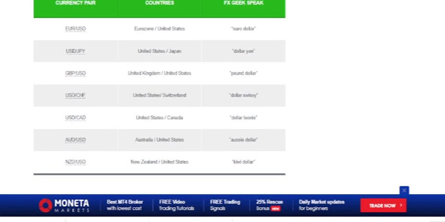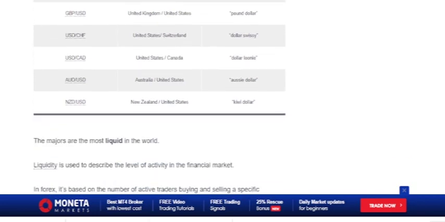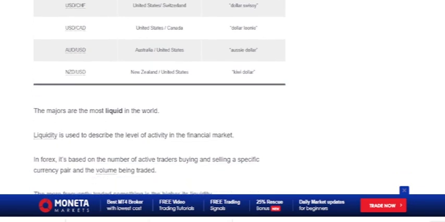Currency pair, countries, FX geek speak. EUR-USD: Eurozone, United States, Eurodollar. USD-JPY: United States, Japan, Dollar Yen. GBP-USD: United Kingdom, United States, Pound Dollar. USD-CHF: United States, Switzerland, Dollar Swissy. USD-CAD: United States, Canada, Dollar Loonie. AUD-USD: Australia, United States, Aussie Dollar. The majors are the most liquid in the world.